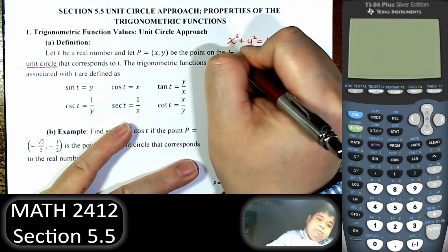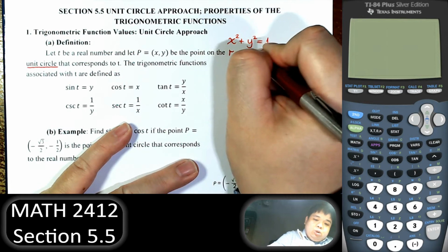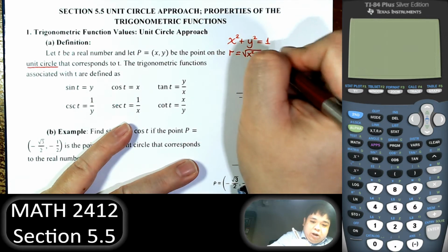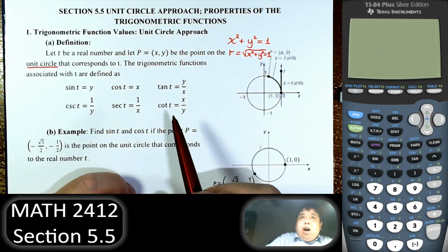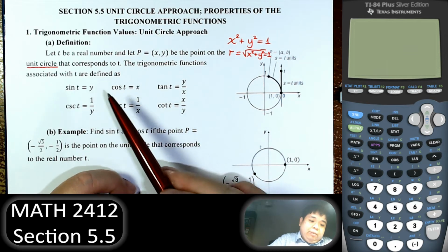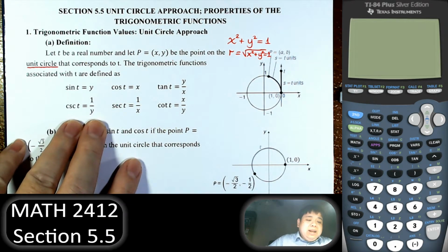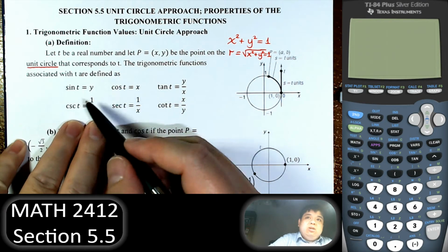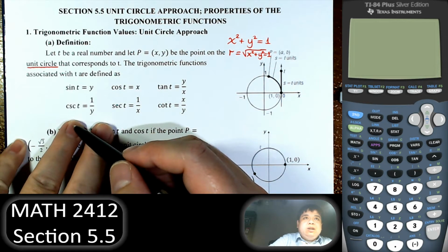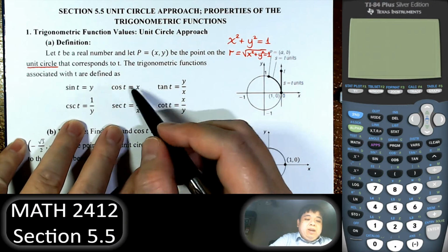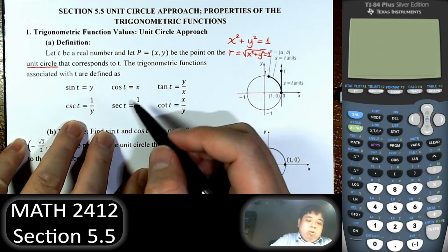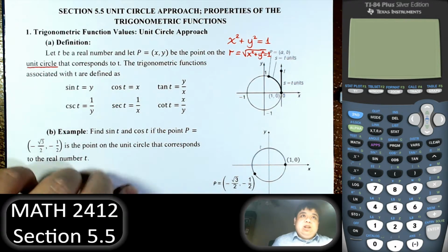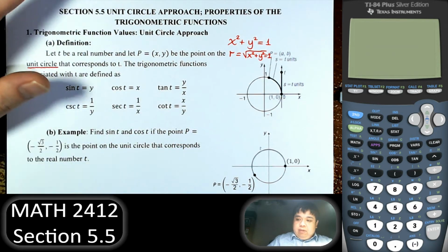And earlier we defined r is equal to the square root of x squared plus y squared, which is also equal to 1. So the radius, the distance r, is equal to 1. So then the definition, we have y over r is sine t, y over 1, x over r, or x over 1. So pretty much now, since r is equal to 1, we can write the definition like that.